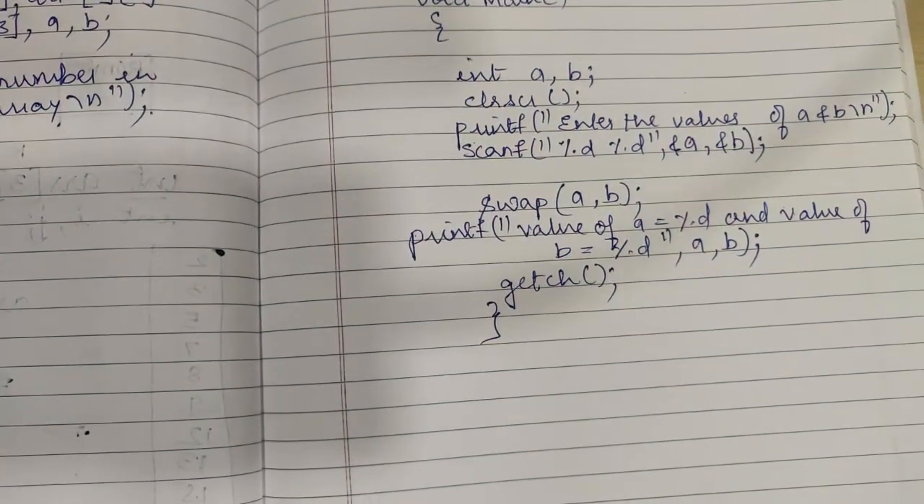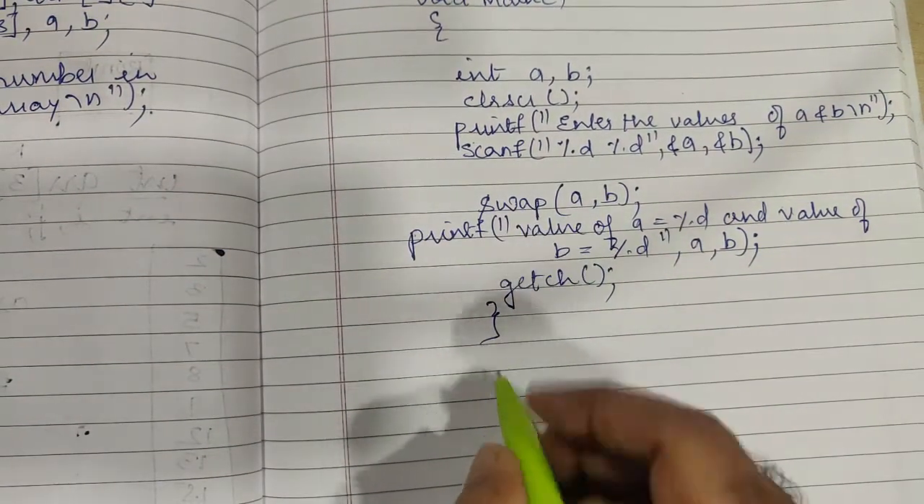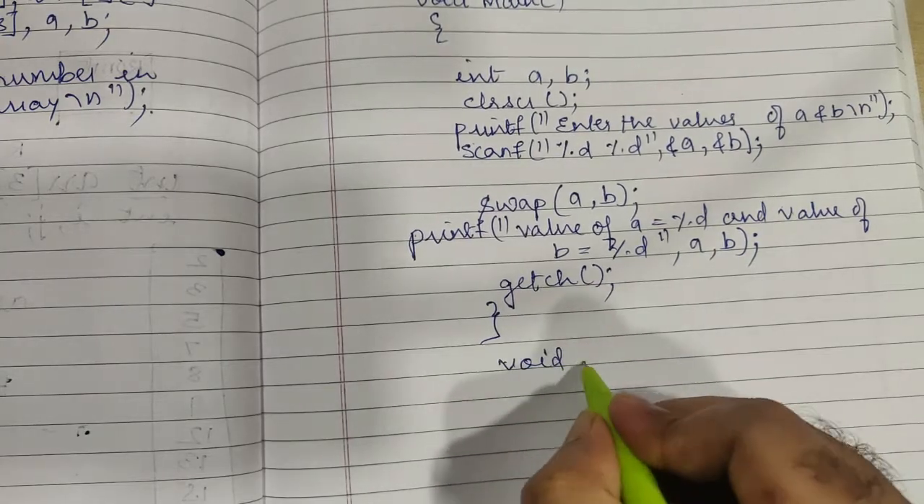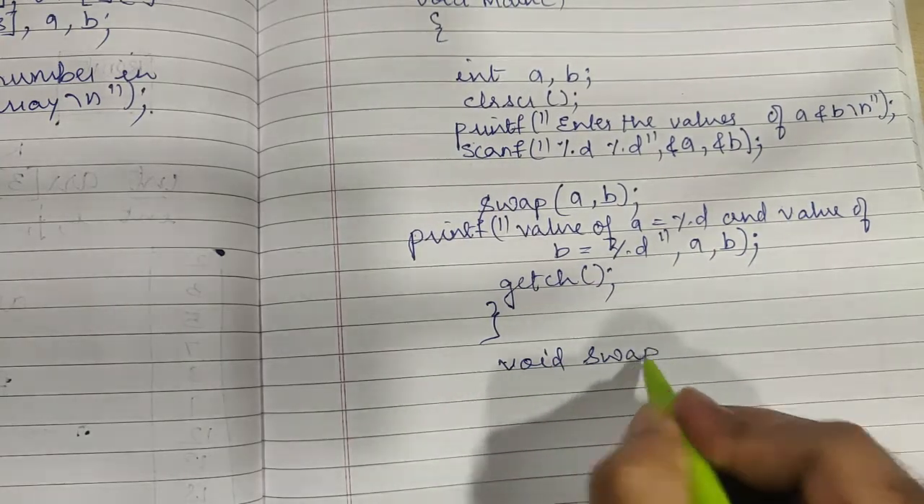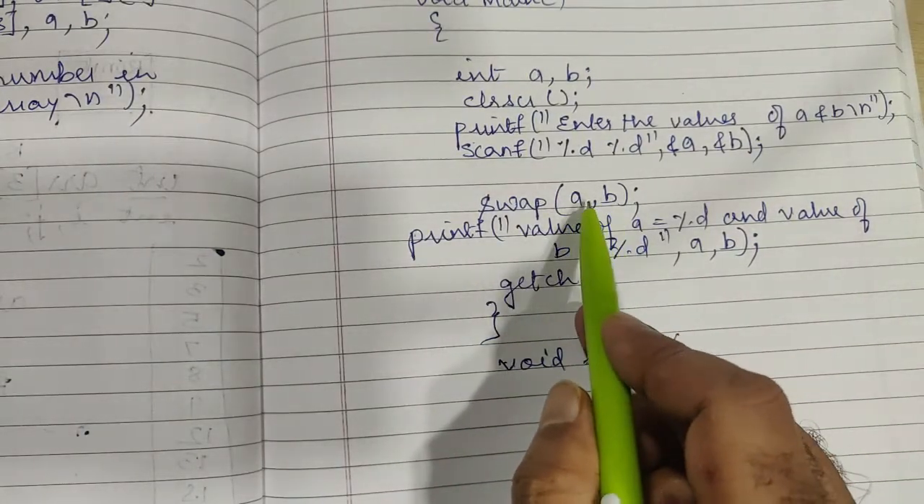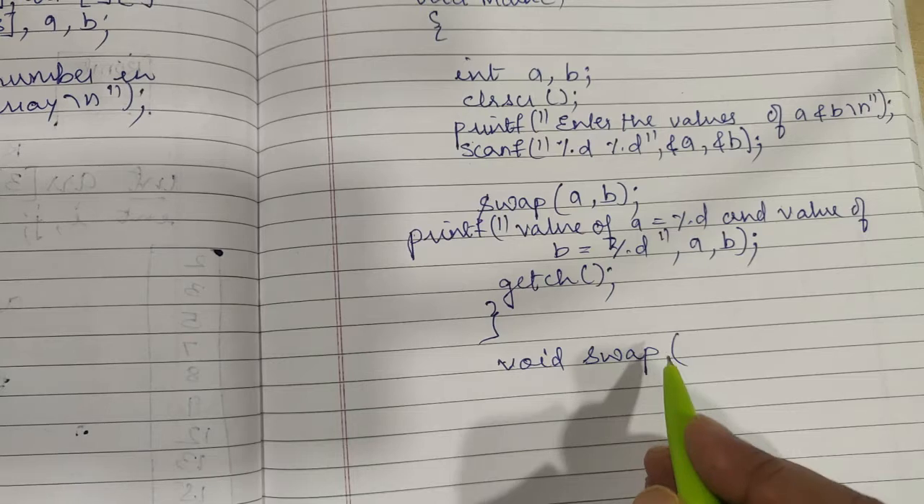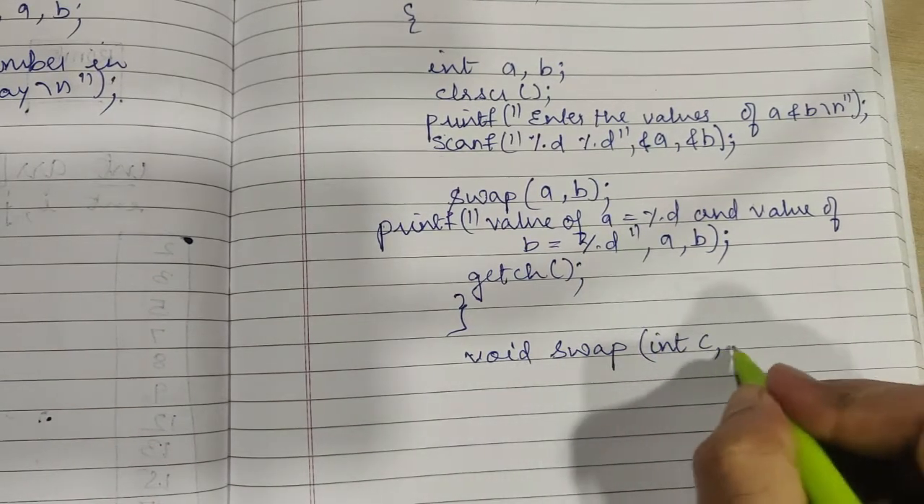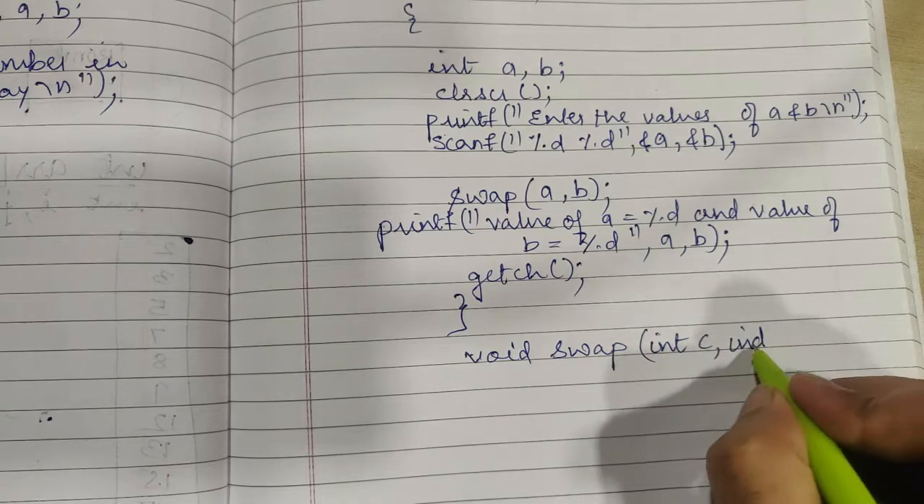Now let's quickly define the function swap. While defining, I need to mention the return type of swap, which is void, and the name of the function, that is swap. The values that I'm going to pass are going to be integer values. So to collect these integer values, I need to have integer variables. So I'll mention integer c comma integer d.